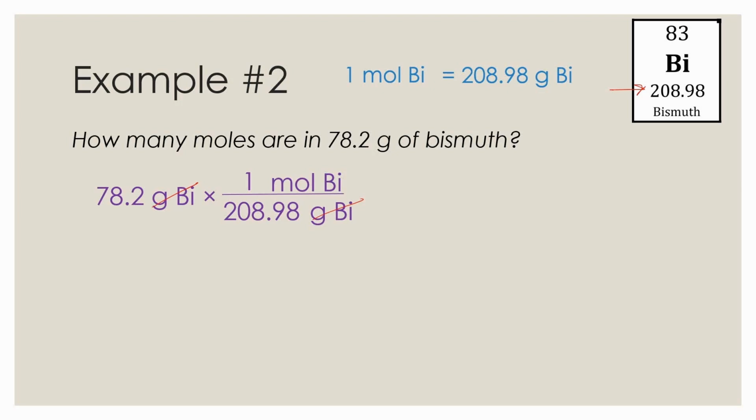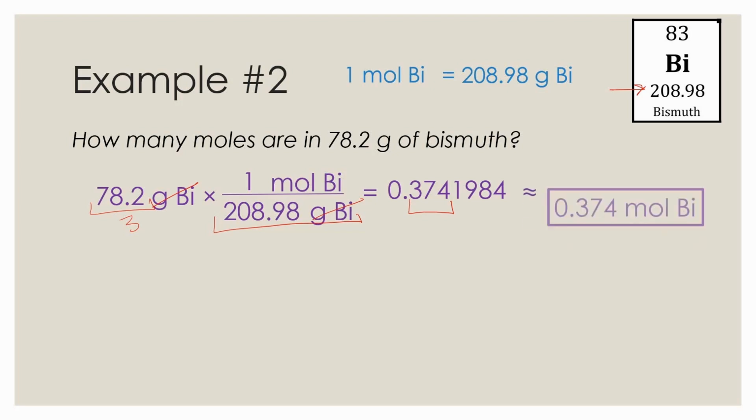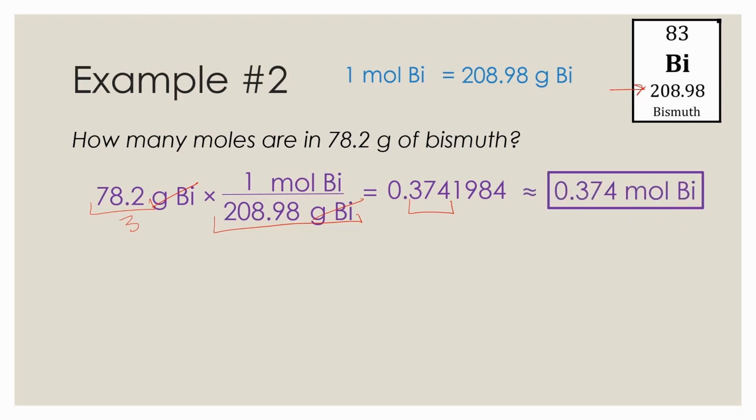78.2 divided by 208.98 is going to give us initially 0.3741984. And now because we started with 3 significant figures, and because we multiplied by a conversion factor, which does not affect our sig figs, we should therefore end with 3 significant figures, and we should report our answer as 0.374 moles of bismuth.